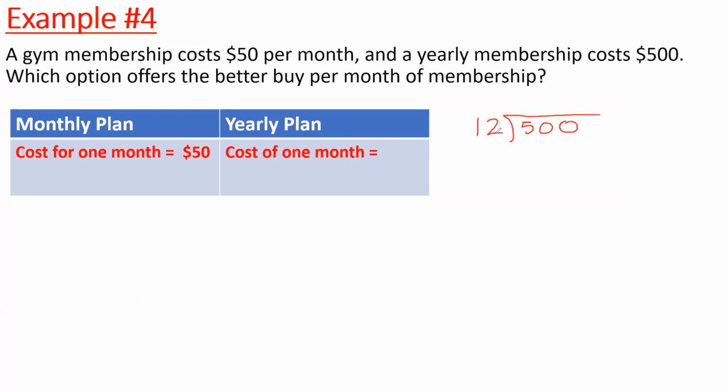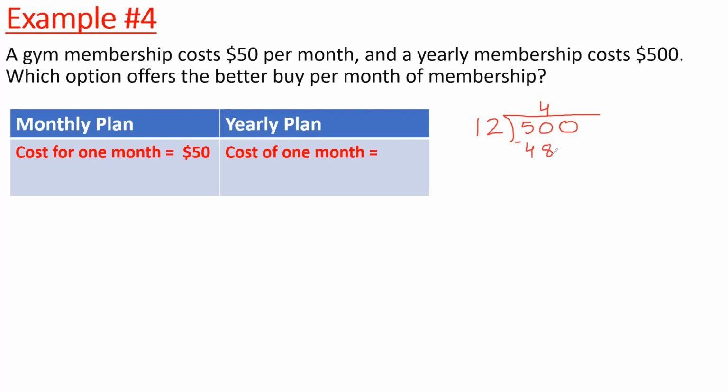9? 12 times 9, no. My bad, I mean 12 times 4. 4. Because 12 times 4 is what? 48. Very good.